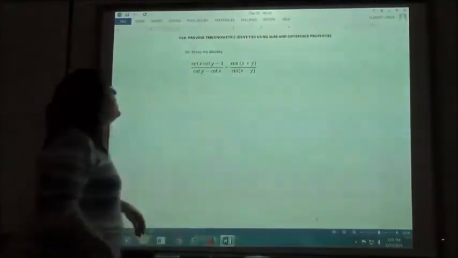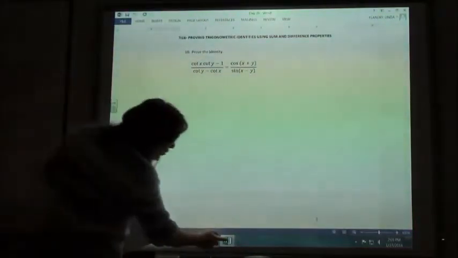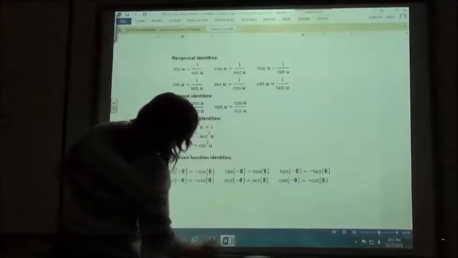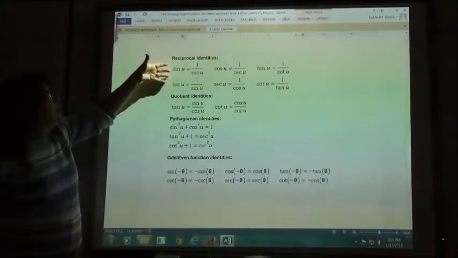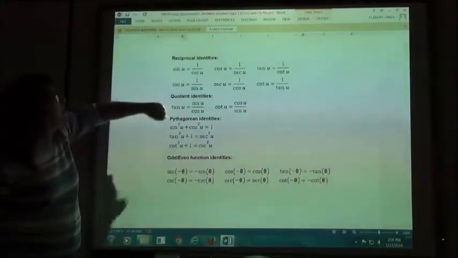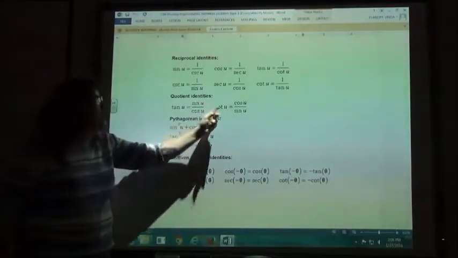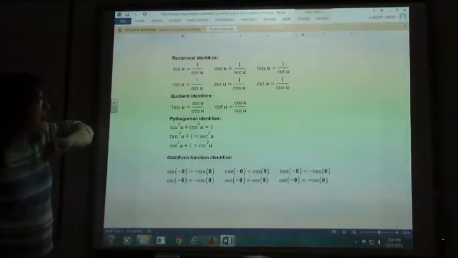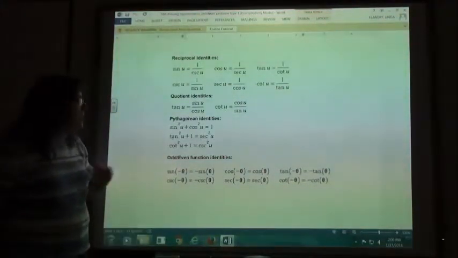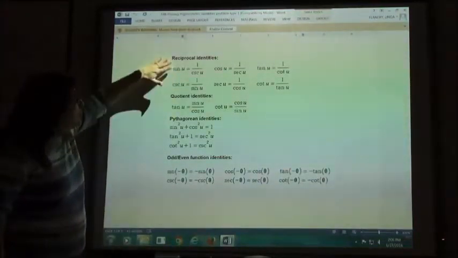Numbers 10, 11, and 12, we're back to doing proving trigonometric identities. This time we're going to add the sum and difference properties. So you're going to want a couple different sets of notes. First of all, you want the one that has a whole bunch of your identities. We've got our reciprocal identities, such as the sine of u is 1 over the cosecant. Our quotient ones, where we take tangent and cotangent and put them in terms of sine and cosine. The Pythagorean identities. We haven't talked much about the odd and even ones, but we occasionally use those. So mainly those first three.